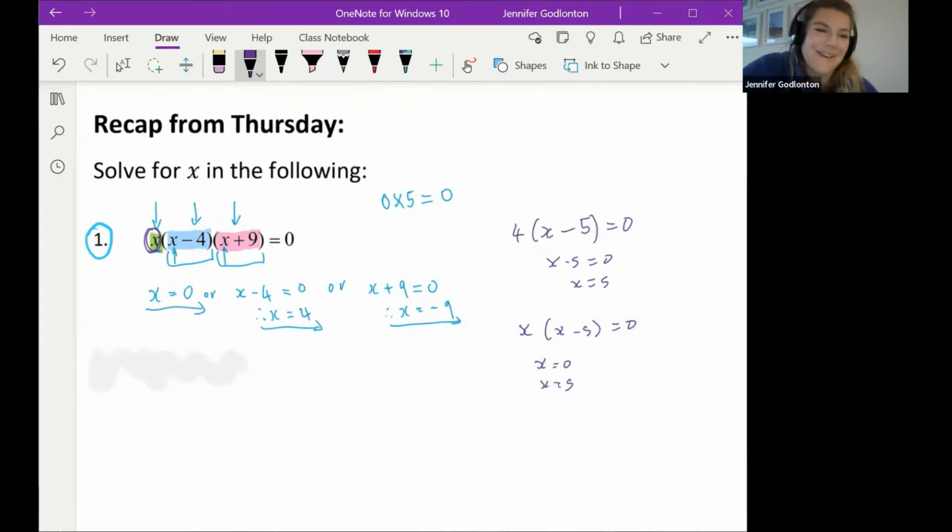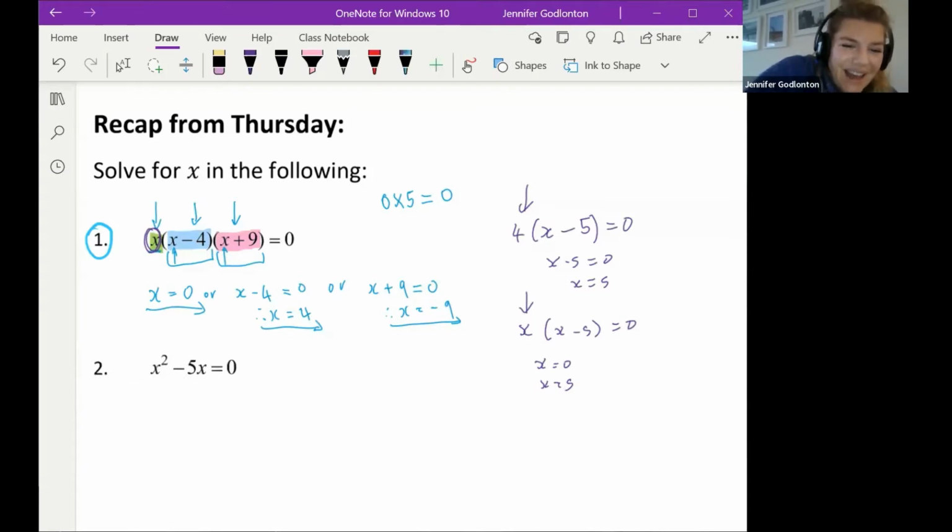Okay, let's have a look here. So that one was fully factorized for us. We've spoken now, if we have a number that's chilling on the outside, we can just ignore it. It would be equal to 0, so we don't need to worry. But if we have an x, we definitely need to work out what that value for x is. Okay, all right, let's have a look at 2. So for number 2, I have not factorized it for you. So you have to factorize it.